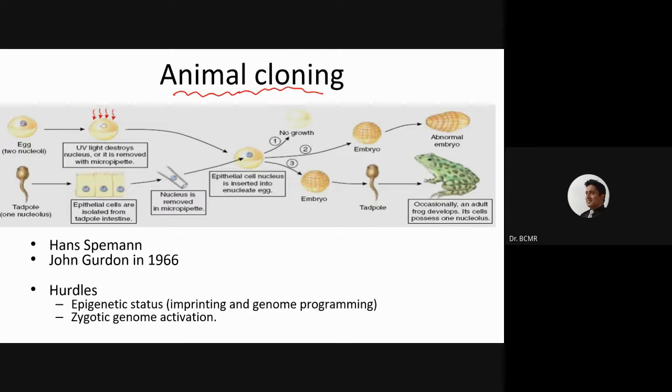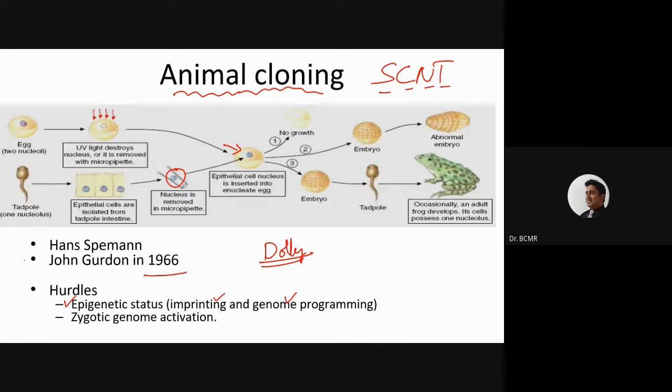We know about animal cloning. It is nothing but SCNT, or somatic cell nuclear transfer. We take a nucleus from a somatic cell, put it into an enucleated egg, and see what happens. Animal cloning was done a long time ago, in 1966 with frogs. Dolly is the name of the first sheep, the first mammal, that was cloned. There are problems with cloning. First, of course, is the epigenetic status, which includes both the imprinting as well as the genome programming, that is, the other epigenetic mechanisms: which genes are silenced, which genes are active and expressed, and which genes are poised.